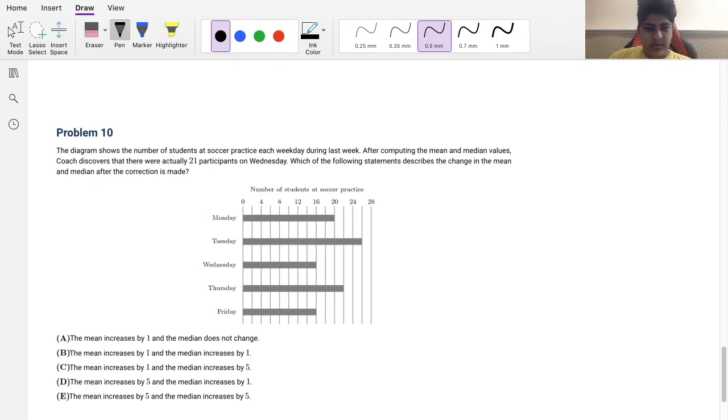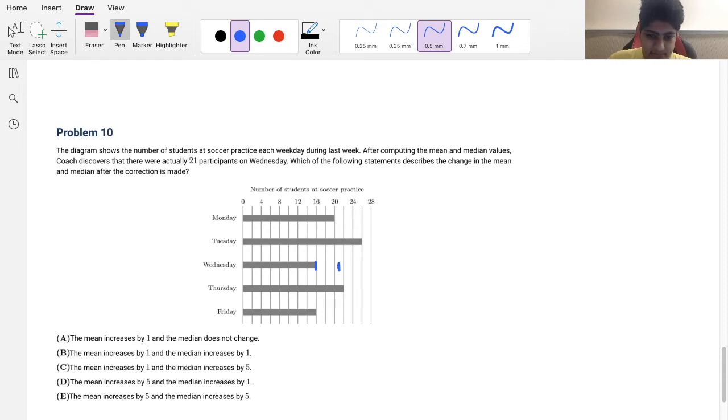So, we have to calculate the difference in mean and median. Now, it's a lot easier if we just calculate the median first, right? Because that's so much easier to compute than all the individual means. So, Wednesday starts at 16, right? But then, after he discovers that there are more participants, it gets bumped up all the way to 21.